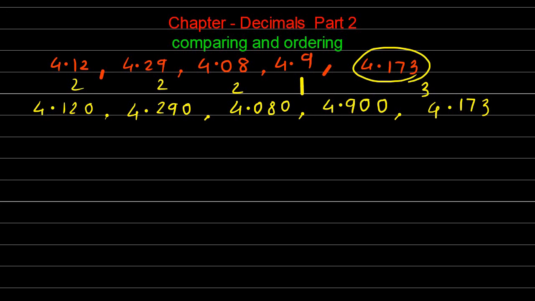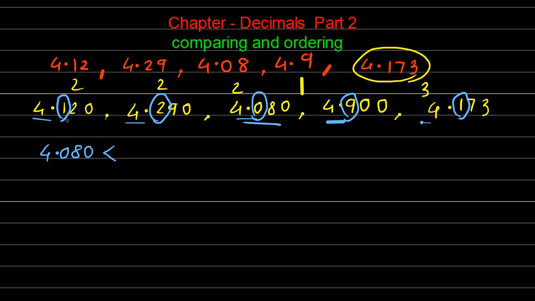Let's compare them now. You can see the whole number is the same everywhere, 4. So let's check the next position, that is the 10th position. This number has 1 in the 10th position, this 2, here 0, here 9 and 1. So which is the smallest one? Yes, right, 0. So 4.080 is the smallest decimal we have.